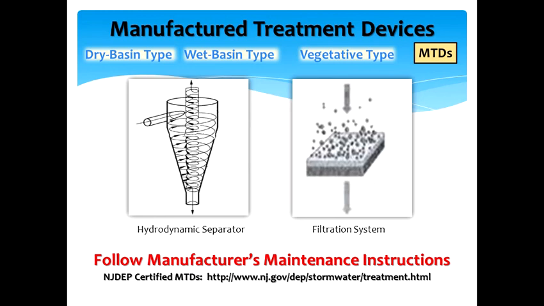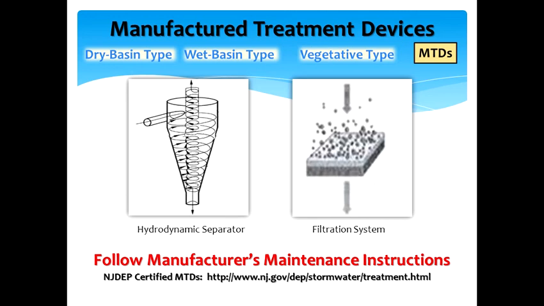A special type of stormwater BMP is the manufacturer treatment device, or MTD. They are not like the other 3 types of BMPs, which generally are constructed on the site. Most MTDs are prefabricated, transported to the site, and then installed. The MTDs recognized by NJDEP are all geared towards controlling suspended sediment. They have special features to remove pollutants from the runoff.